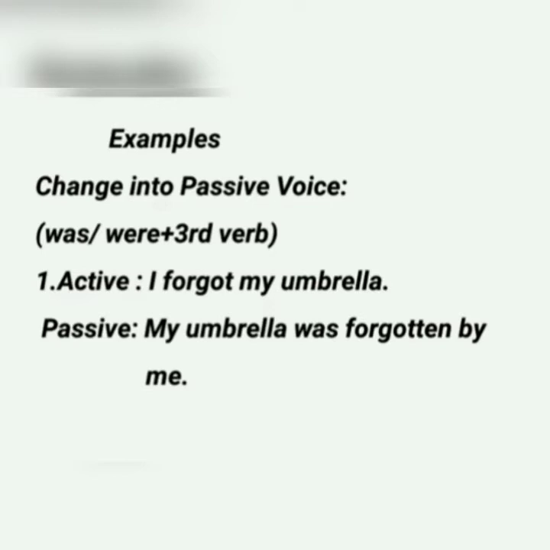Now let us begin in the passive form. Take down my umbrella. My umbrella is a singular noun, so we have to use was. Then the third form of forgot is forgotten, by. And then I will change into me. My umbrella was forgotten by me.